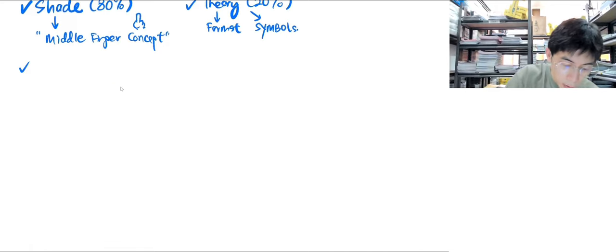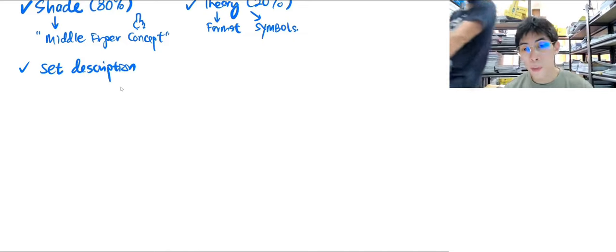Okay, now the flow. First, we have to understand what is set description. Write that out. First thing we have to know, description.